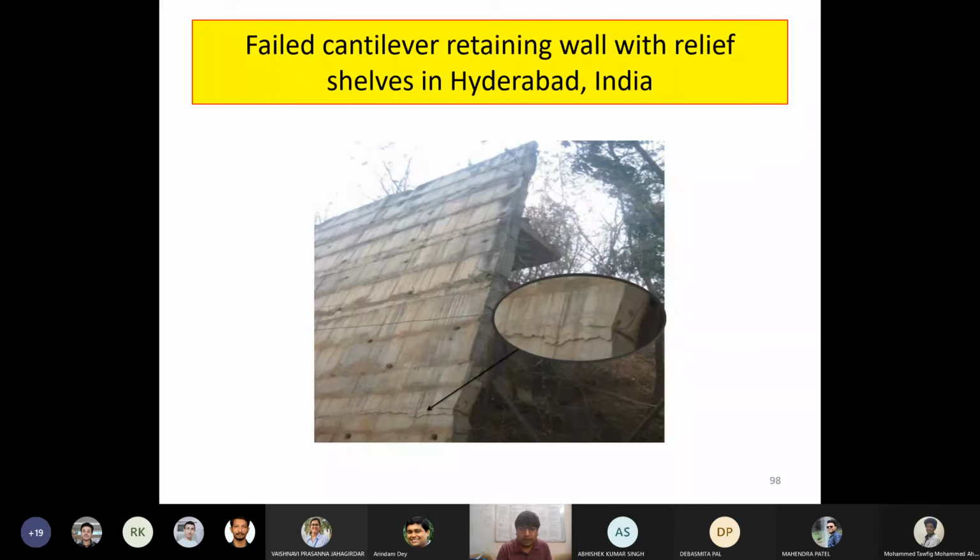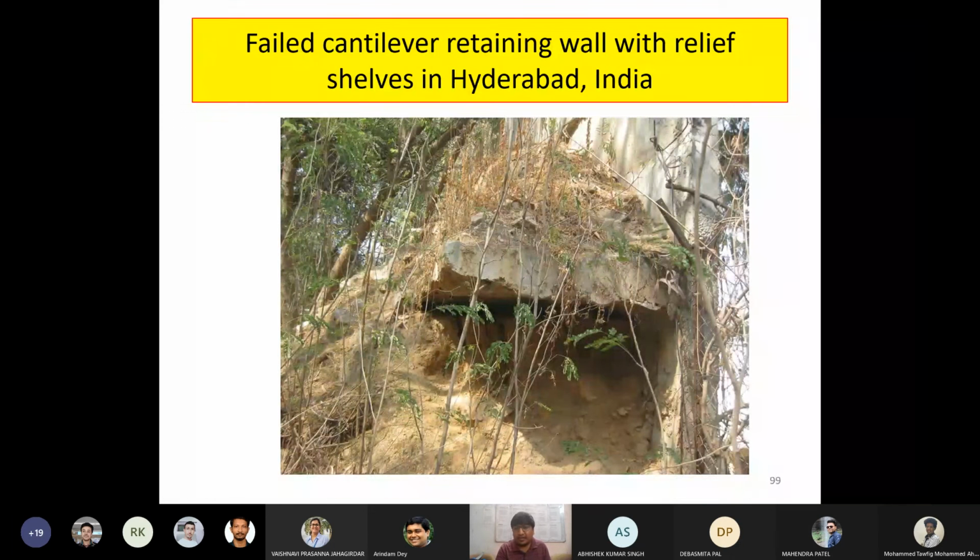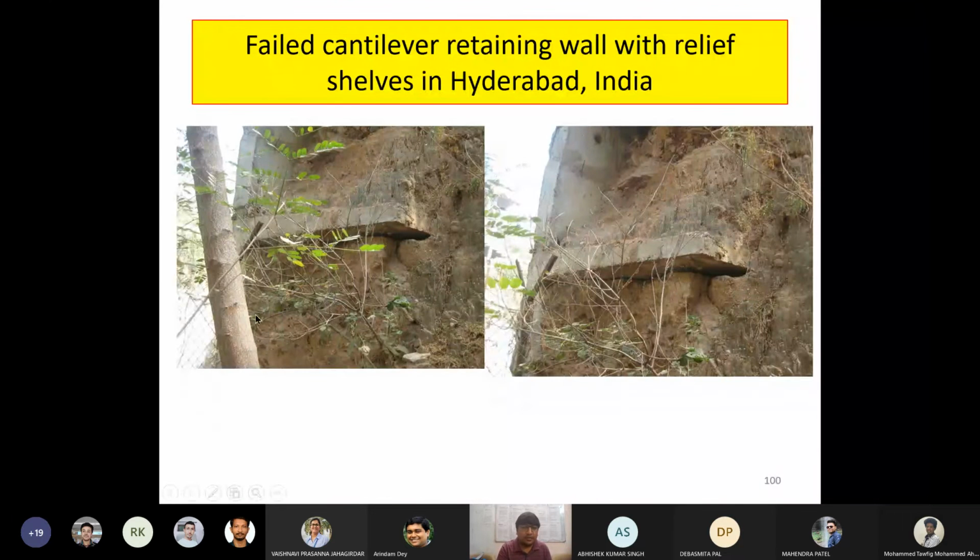So I'm just showing you some pictures of the wall. You can see there is a crack which has been introduced over there, and you can see some portions where the backfill might not be very well compacted. I'm not pretty sure, because this picture was taken once the wall had failed. So due to the failure of this wall, this may have been introduced, or maybe the compaction was not done properly. If you look at one more picture, you can see this wall has completely cracked at the junction of the wall and the relief shelf stem. You can see the evidence over there.